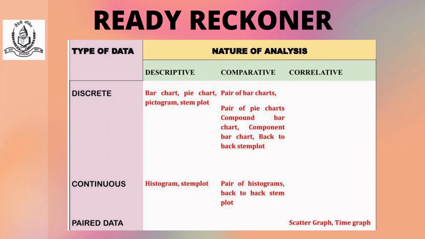Continuously varying data can be described using histograms and stem plots. The comparative analysis of continuous data also requires a pair of histograms and back-to-back stem plots. Paired data is usually studied for correlative analysis, and this requires the preparation of scatter graphs and time graphs, which are a more advanced way of representing data.